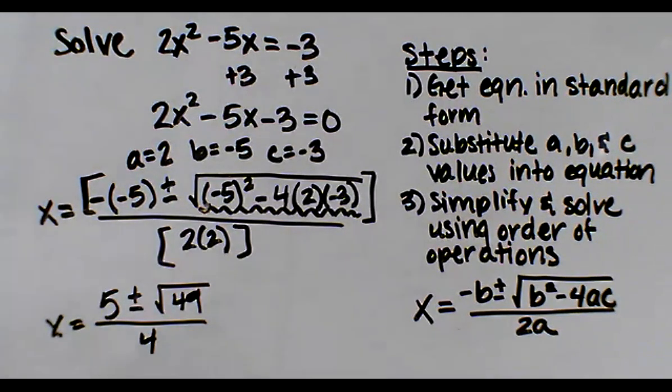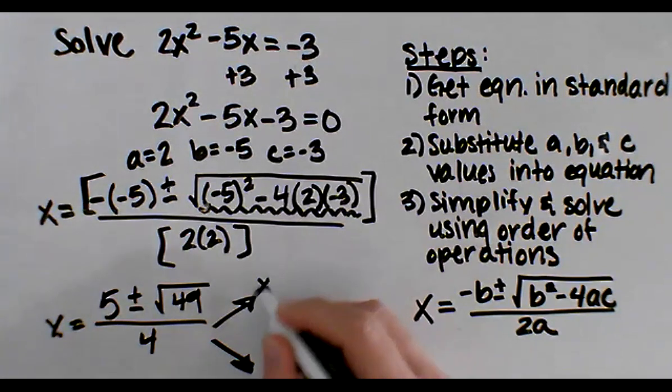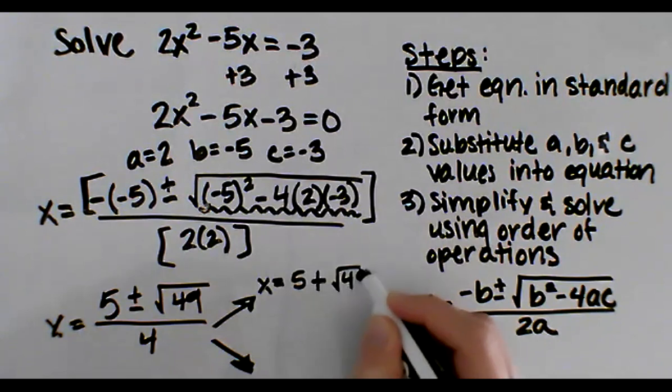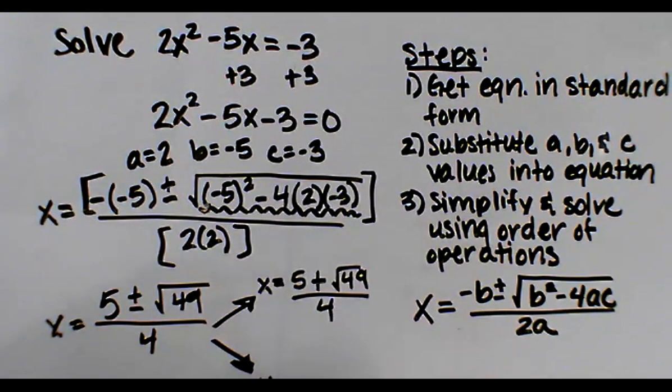So we get to this point right here. You'll notice that we have a plus and a minus. That means that we're actually going to have 2 solutions, which makes sense because we've already seen that when we solve by factoring or by square rooting, we have the possibility of 2 solutions. And when we take the square root, we always get a plus and a minus. So I'm going to split this into 2 different problems. I'm going to say x equals 5 plus the square root of 49 over 4, and x equals 5 minus the square root of 49 over 4.